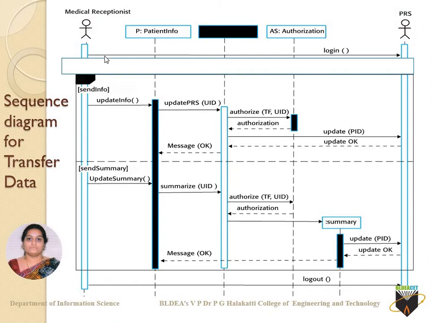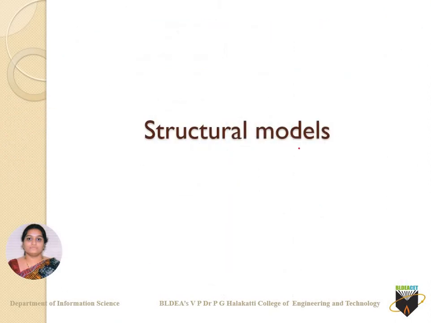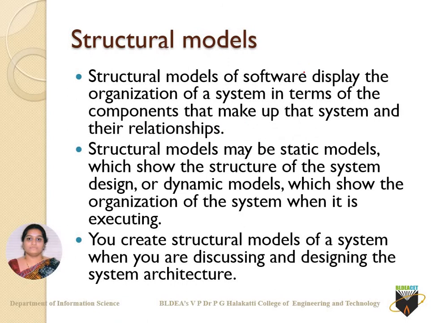Followed by that, let us come to the next one, and that is structural models. With respect to structural models, you can find a few definitions. A structural model of software displays the organization of a system in terms of the components that make up that system and their relationship. I had said this in my prior classes also. So structural model means that you are finding the relationships within that particular system.